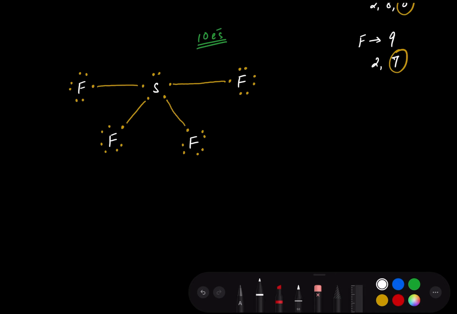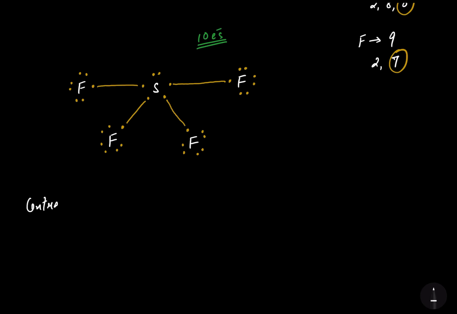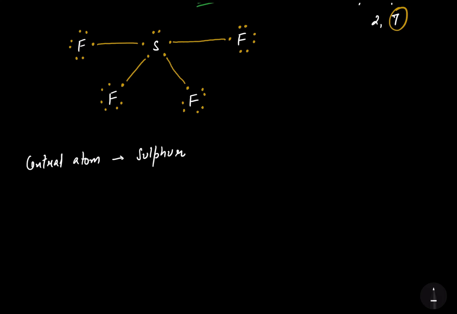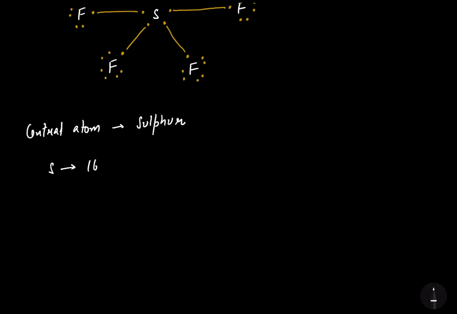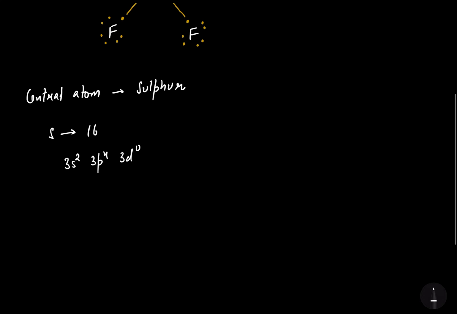Here, the central atom is sulfur because sulfur is forming the maximum number of bonds, that is 4 bonds. Now let's talk about the electronic configuration of the sulfur. The atomic number of sulfur is 16, so its shell, subshell and orbital configuration will be 3s2, 3p4 and the vacant 3d subshell, that is 3d0. So now let's make the orbital diagram of 3s, 3p and 3d.